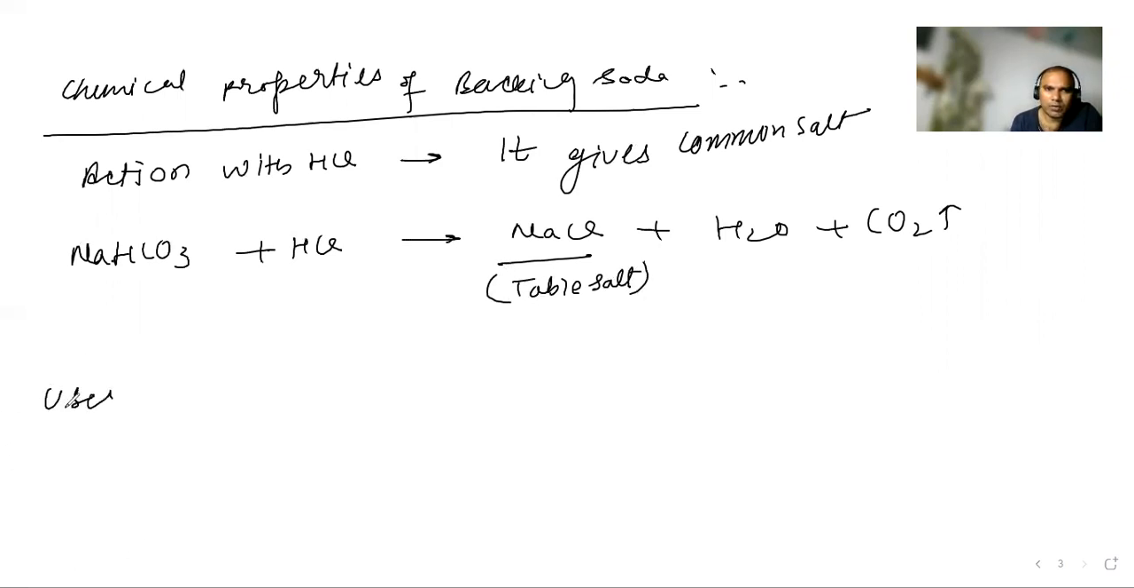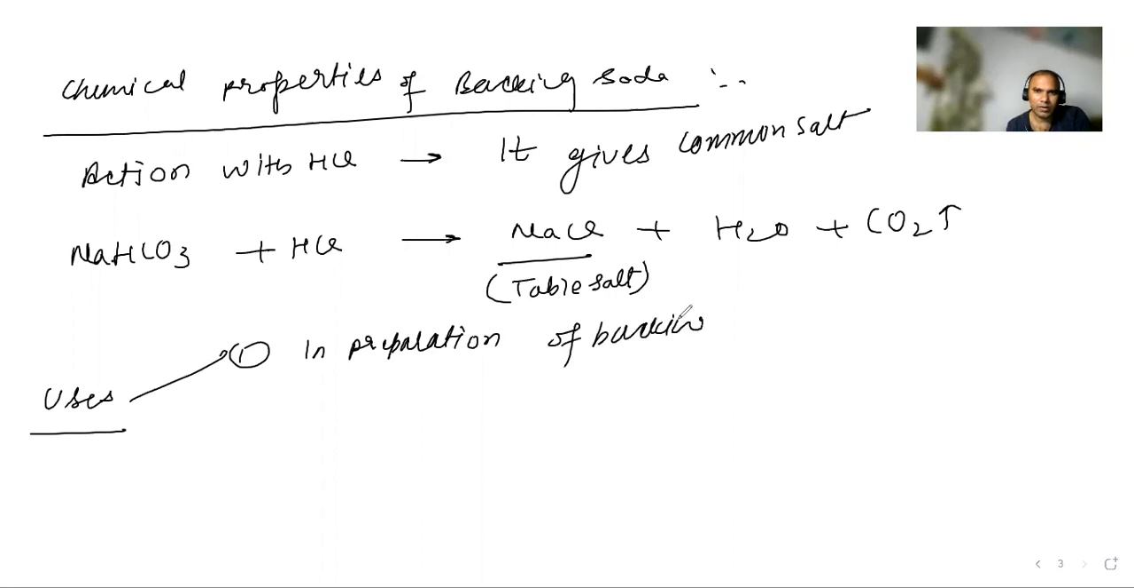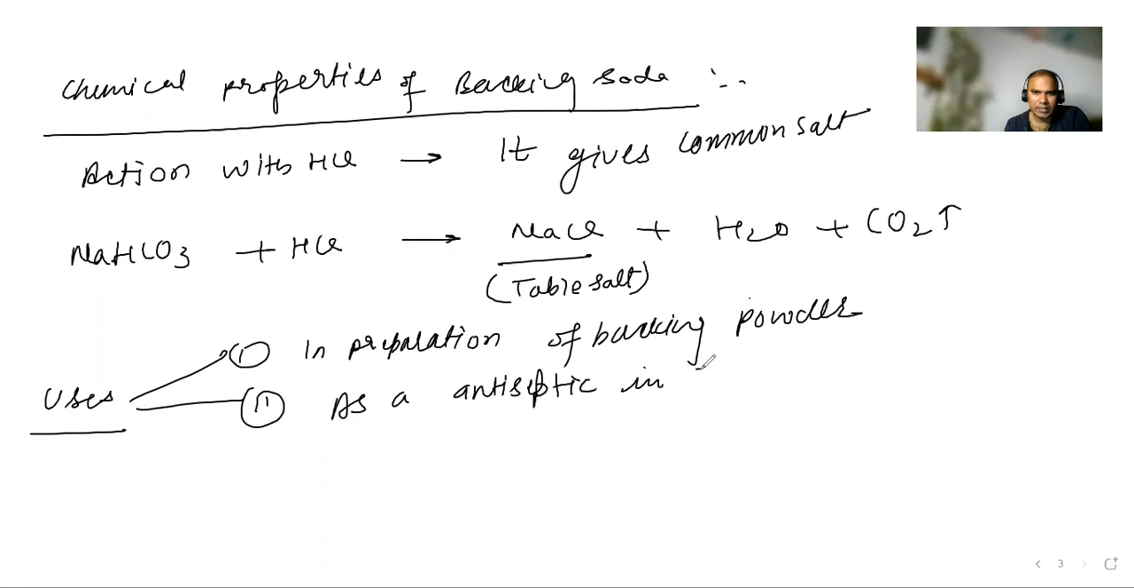Now usage of baking soda. The first usage is in the preparation of baking powder, which we use in our homes. That is the important one. The second one is as an antiseptic in skin infection. Now let us talk about the third one.